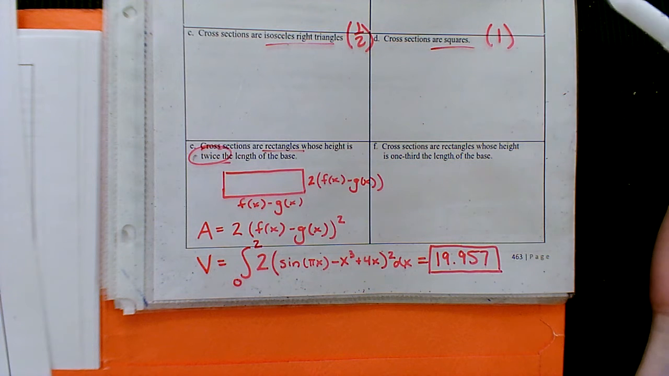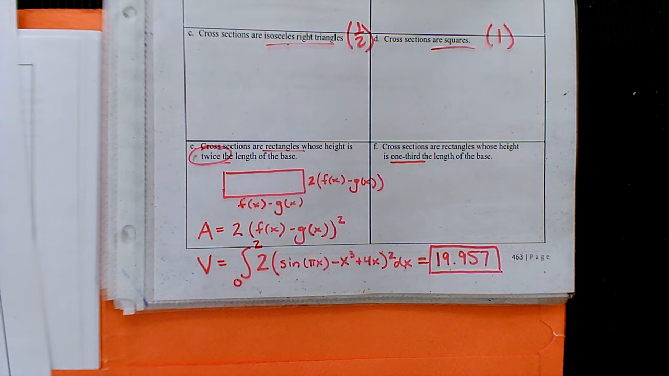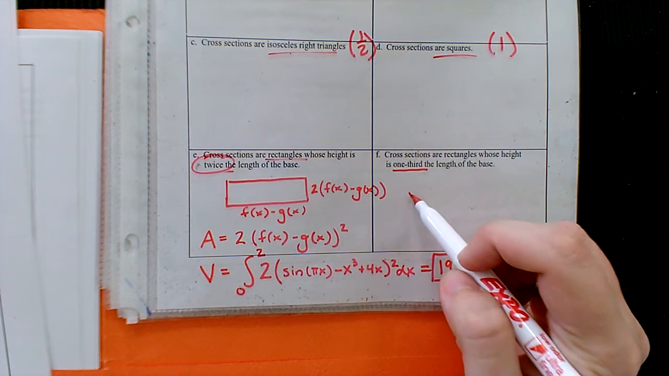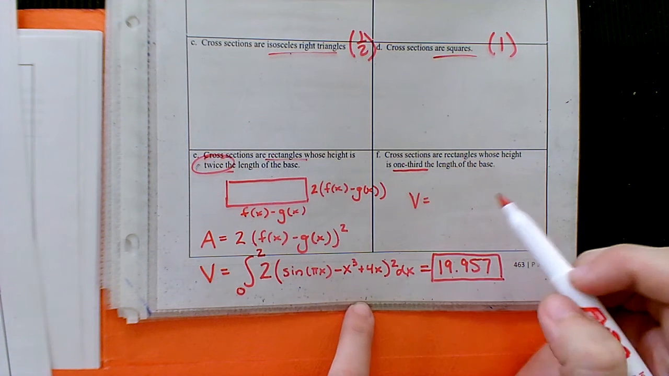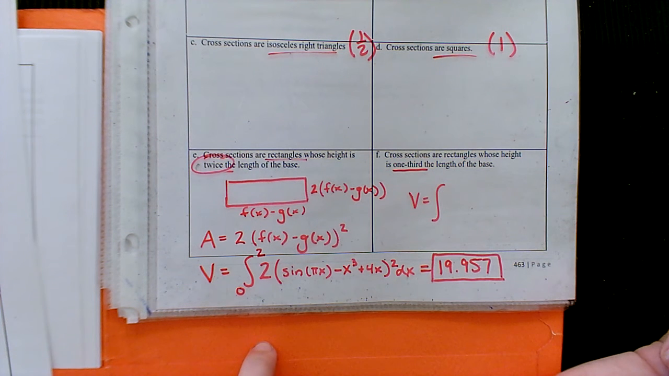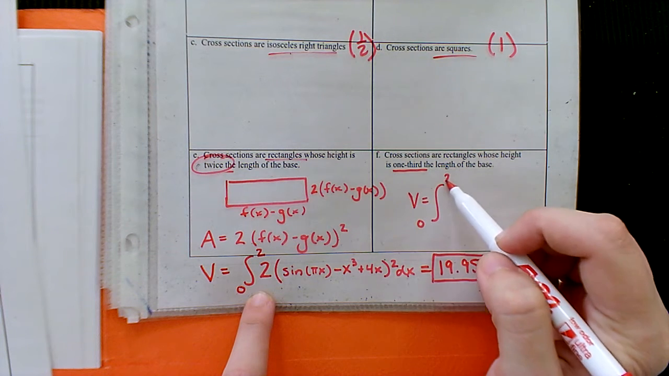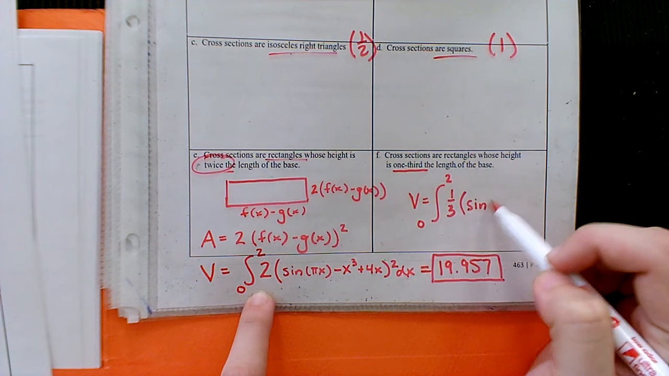All right. So the very last one, cross sections are rectangles whose height is 1/3 the length of the base. Instead of having to draw another rectangular example, do you think we can make a connection and immediately write out our volume integral? What might it look like? Volume is the same thing that we have for the previous section. So replace the 2 with a 1/3. Okay, that's our multiplier in this case.